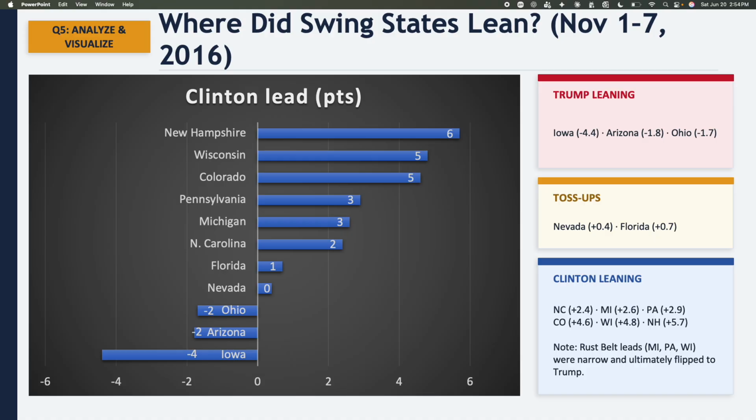Michigan, Pennsylvania, and Wisconsin were the three Rust Belt states that flipped to Trump on election night and cost Clinton the Electoral College.